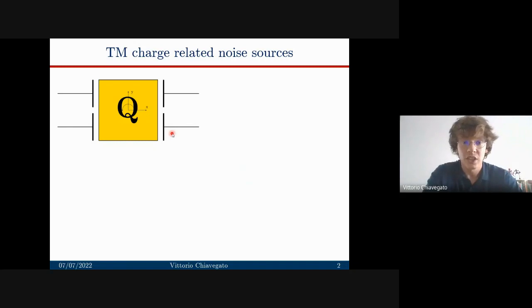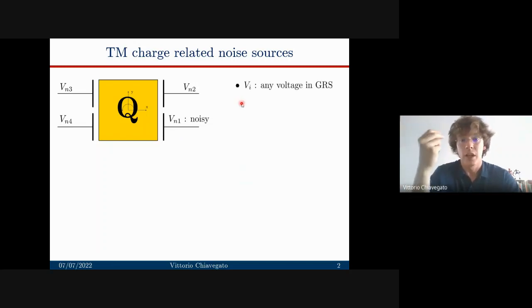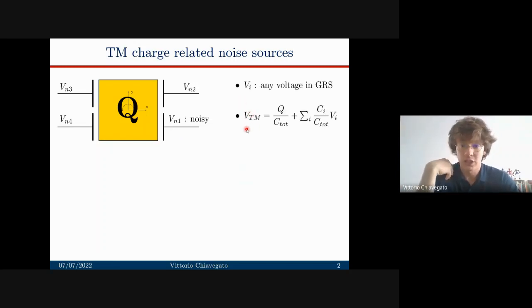Since there are a lot of voltages applied to the test mass and also stray voltages around, and these are usually noisy, this charge will interact with these voltages and will be a source of force noise. So if we call any of these voltages Vi and write down the expression for the test mass voltage that we see, it is made out of 2 terms. One is proportional to the charge, the other is proportional to these voltages we are applying.